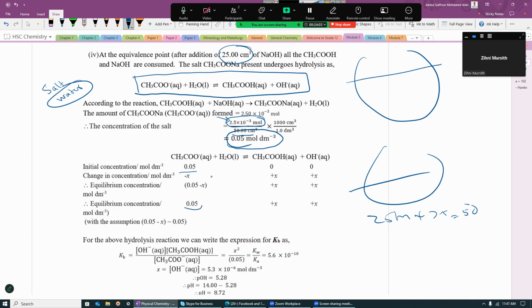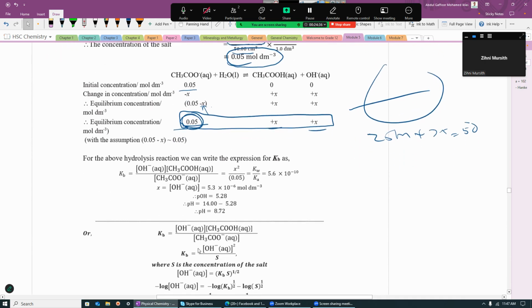So 0.05 minus x. We have just ignored this x, because when we compare, this x is going to be very, very small, right? When we compare it with the concentration of this salt, that is going to be 0.05, but this x may be 0.00000, so it is negligible. So that's why we have ignored that value, and this is considered as 0.05 and x, x. So at equilibrium we have to plug these values, and we are dealing with Kb, right? Why?